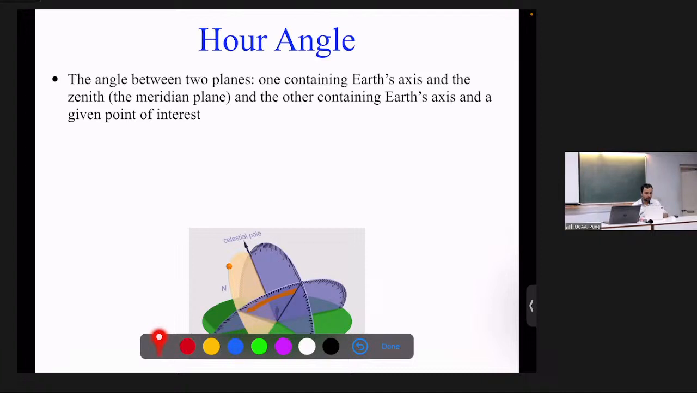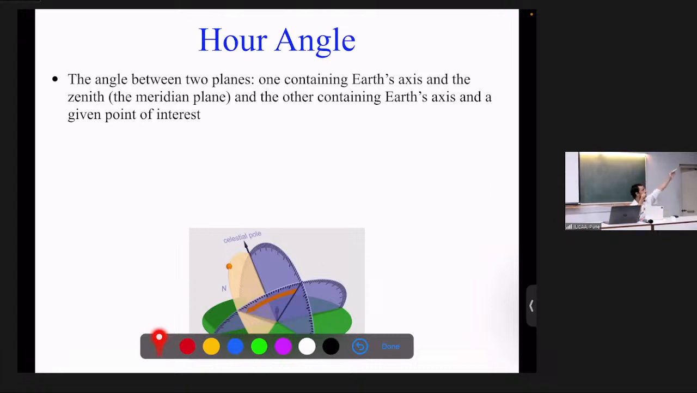Now I want to know the hour angle of a certain object. So what I have to do, I need one more plane. What will that plane be? You draw a plane in such a manner that it also passes through the same axis, because the celestial pole is the axis around which our Earth rotates.